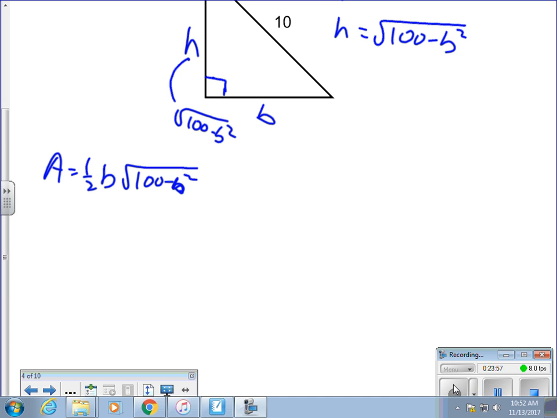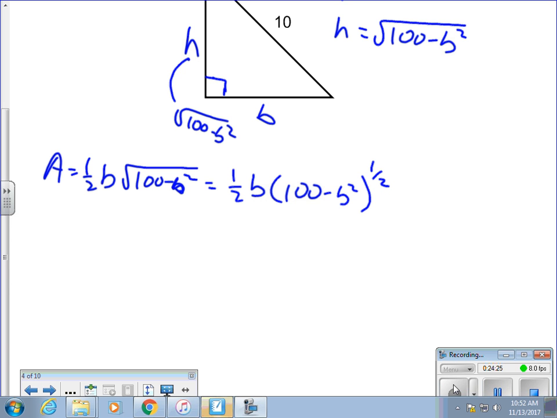No, but I get that. And it is a dangerous thing. You have to be careful. You cannot distribute square roots. You cannot distribute powers across addition or subtraction. Multiplication and division, yes, but not addition and subtraction. For ease of taking the derivative, which isn't going to be easy anyways, 1/2 b times 100 minus b squared to the 1/2 power.